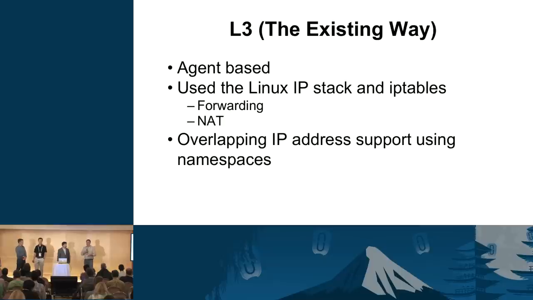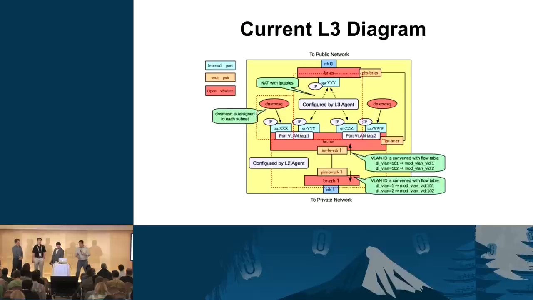And the key thing that this allows is overlapping IP address support. We do that using network namespaces. So this is all the technology that's there, right? This is from the networking guide. This is the actual diagram that I explained, and Carl's smiling over there. This is what it looks like right now with all the different bridges and ports and everything. I think the goal is to try to simplify this with OVN as well. So I think that's what Ben's going to talk about, what that looks like.